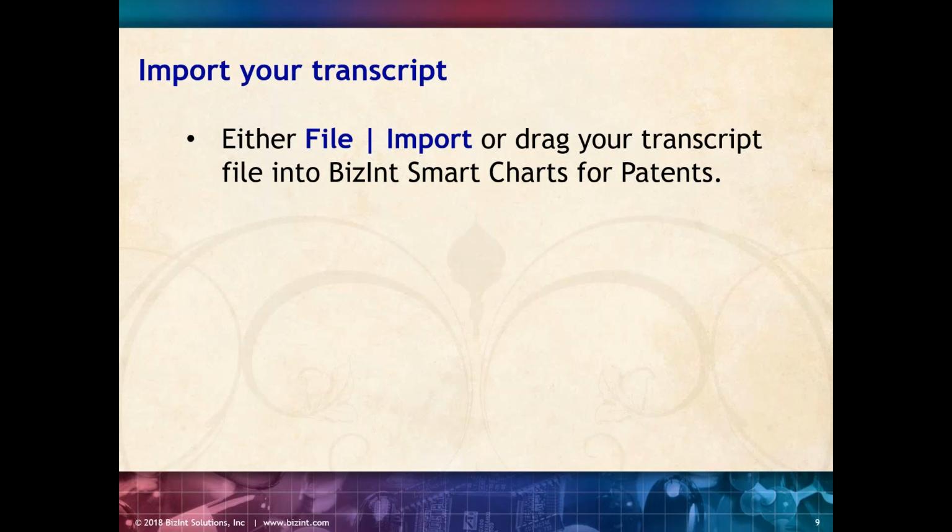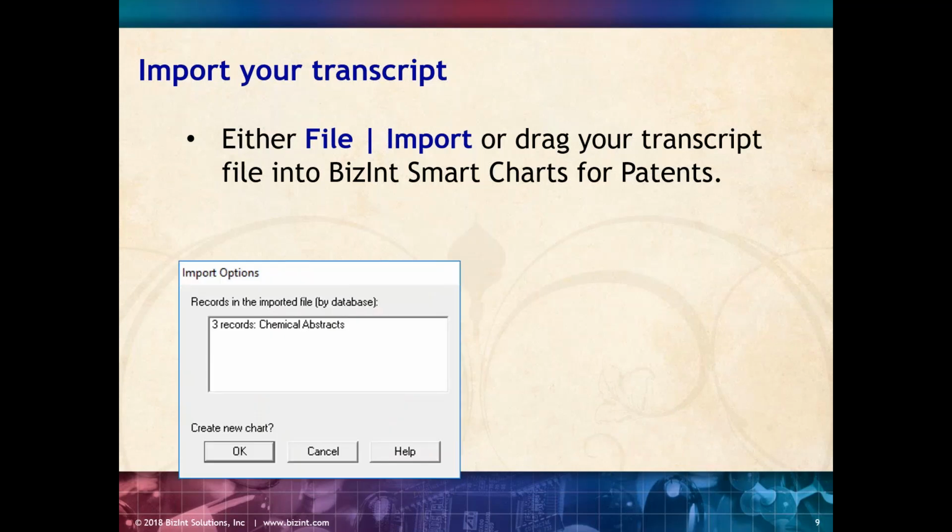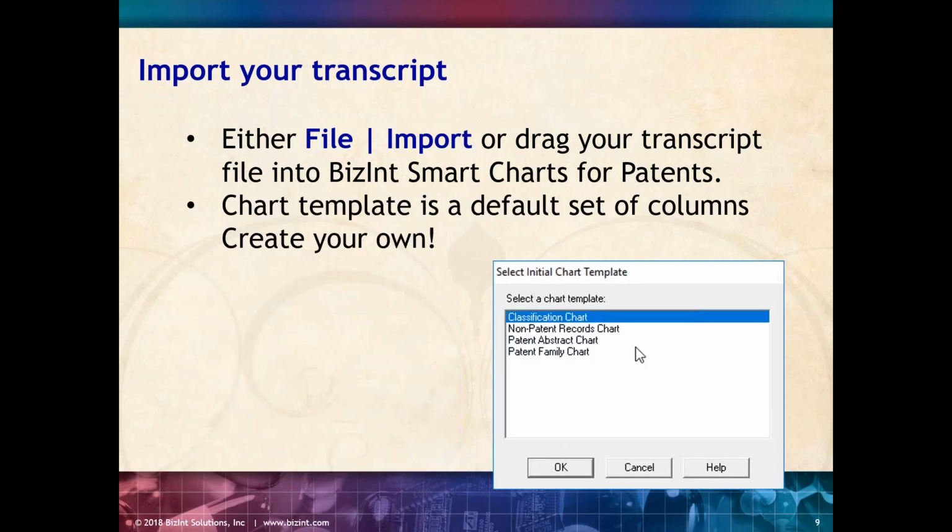An easier way is to simply drag that transcript file, that RTF file, into BizInt Smart Charts for Patents. The software will tell you what it's found in that document. In this case, it's found 3 records from CA. And then let you choose a chart template. A chart template is just an initial presentation of the columns. You can create your own, and we recommend that you do. This is just a set that comes with the default installation of BizInt Smart Charts for Patents.